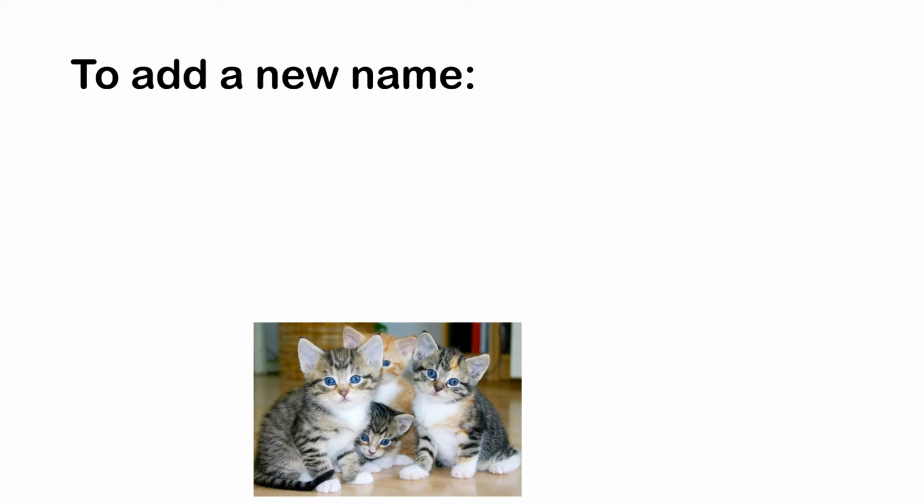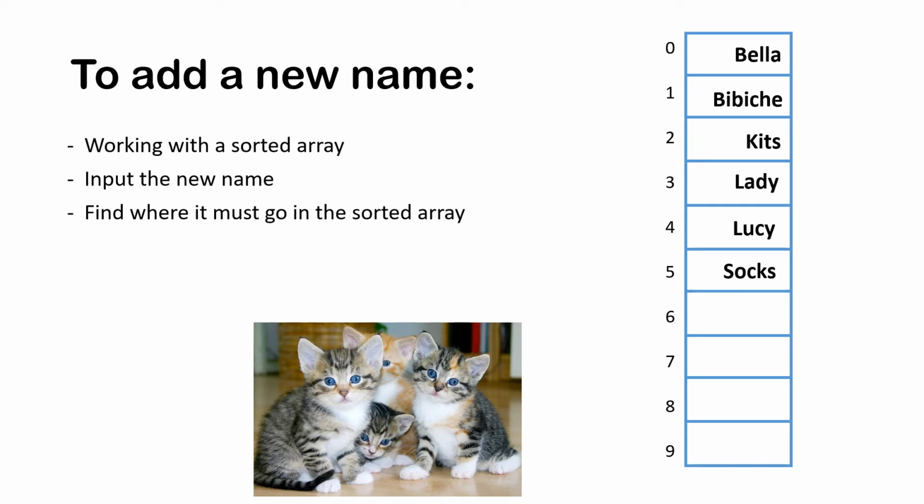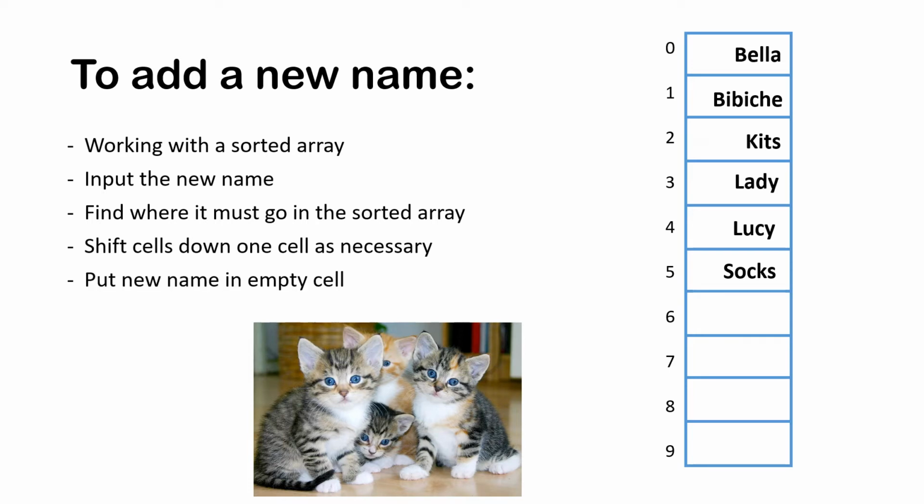So to add a new name, we will work with a sorted array. We will input the new name. Then we need to find where it must go in the sorted array. We want to keep the array in its sorted state. We'll shift the cells down one cell as necessary to make space for the new name. And then we'll put the new name in the empty cell.